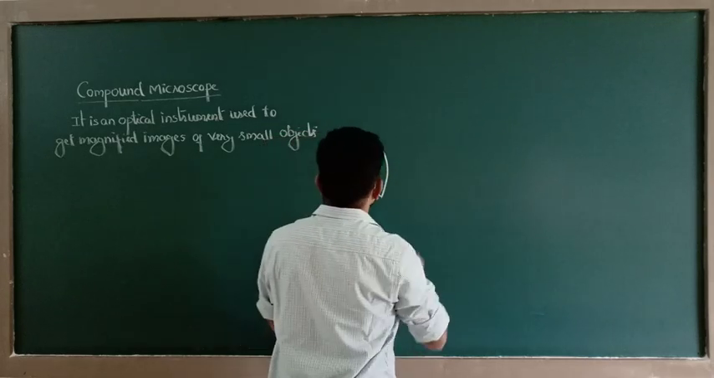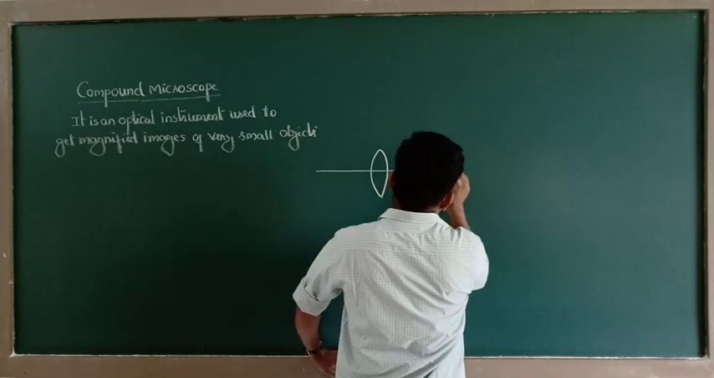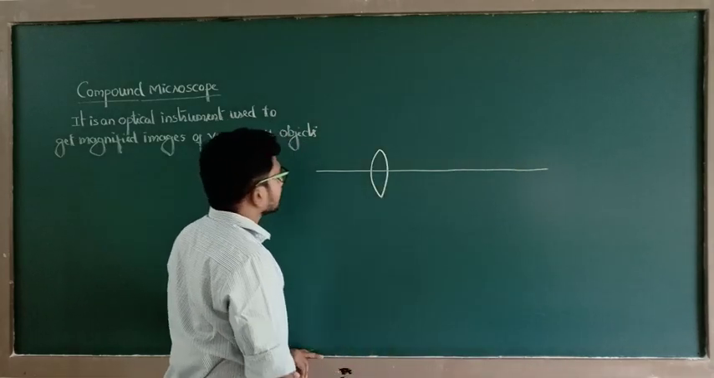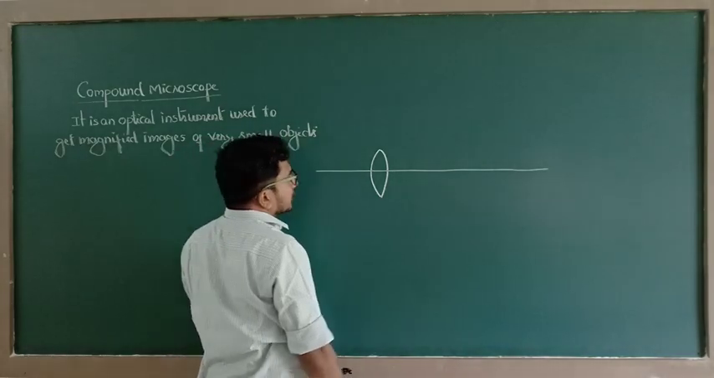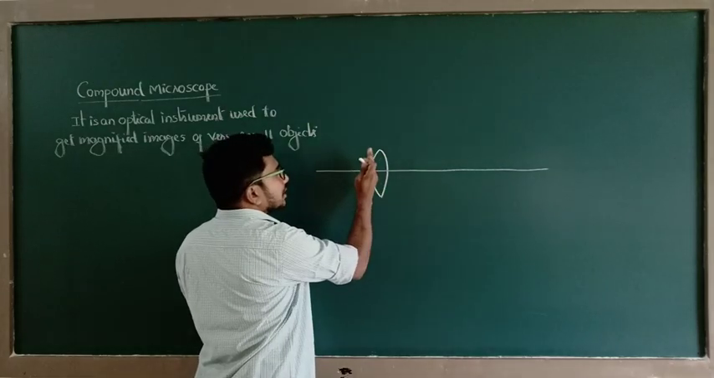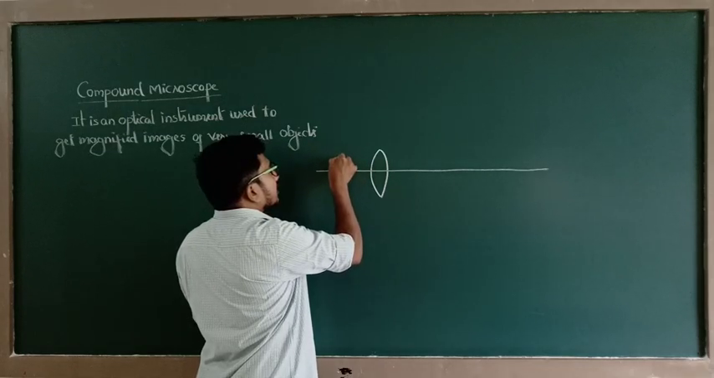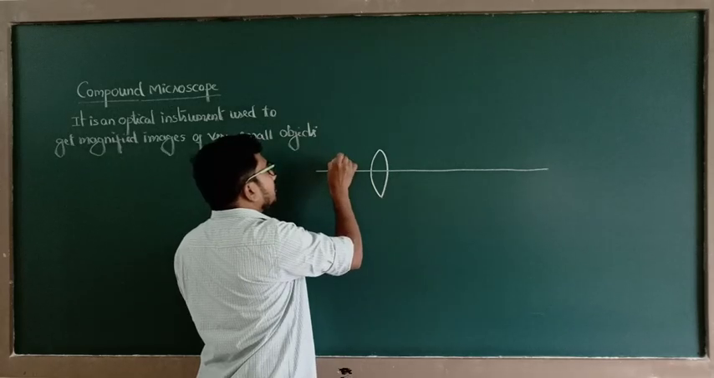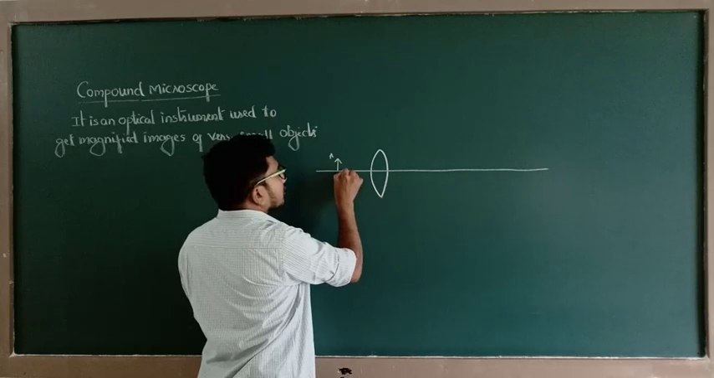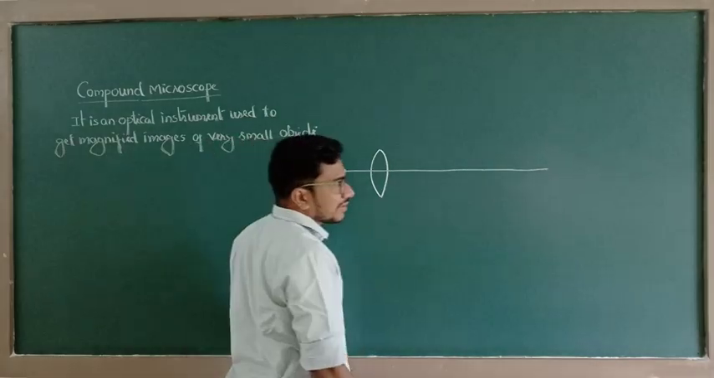Convex lens, principal axis. So let us consider an object that lies beyond the principal focus of this lens. Let us say AB is the object, lying beyond the principal focus of this lens. Let us say this point represents the principal focus.